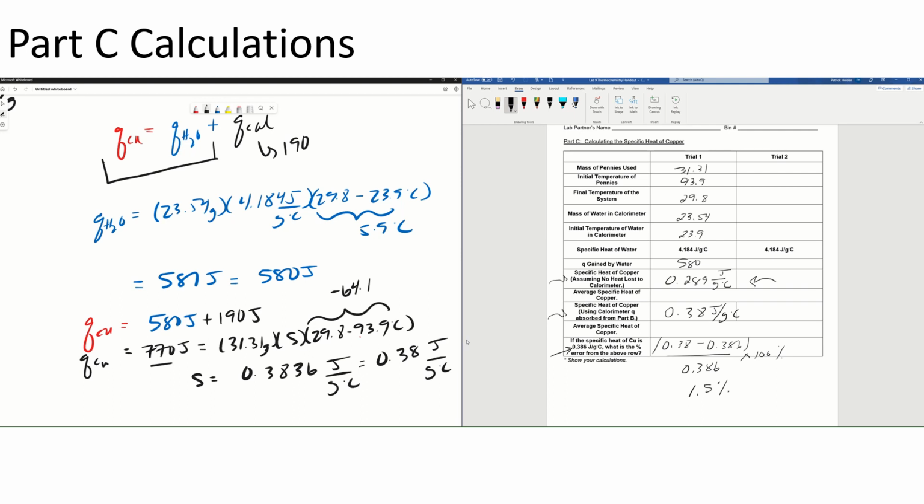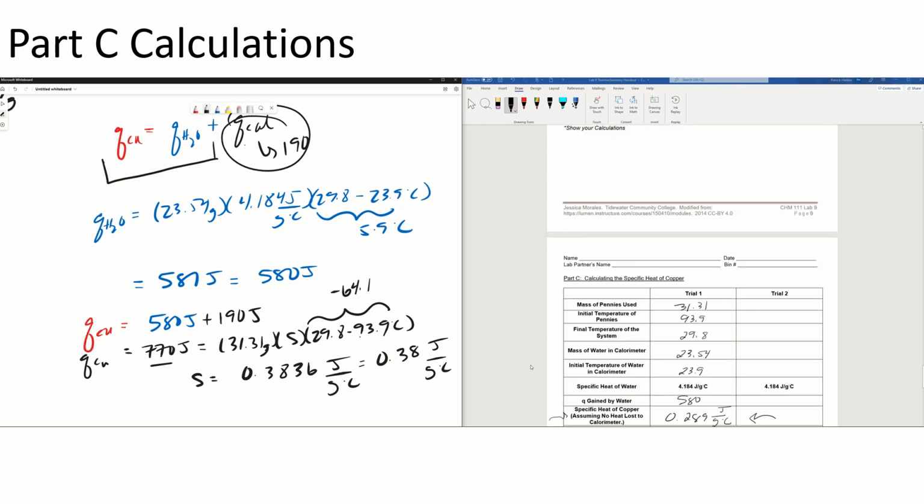We can see here that if we don't take into account the calorimeter, we have a very different value for the specific heat of copper. We would have a much greater percent error. So this just demonstrates that you do need to take into account the heat that is absorbed by the calorimeter, because these systems are not perfectly insulated. They will absorb some of the energy. All right, I hope that clarifies how you do these calculations.